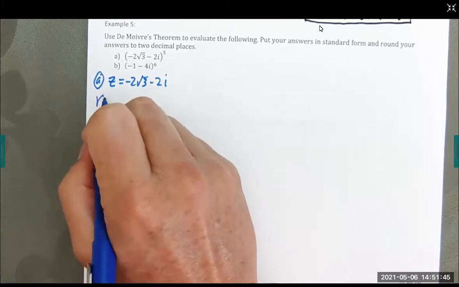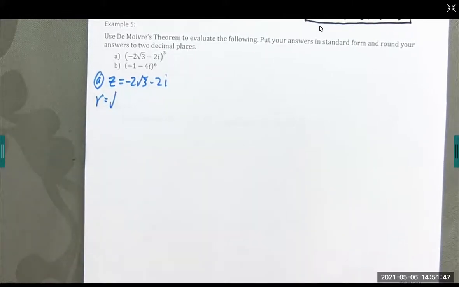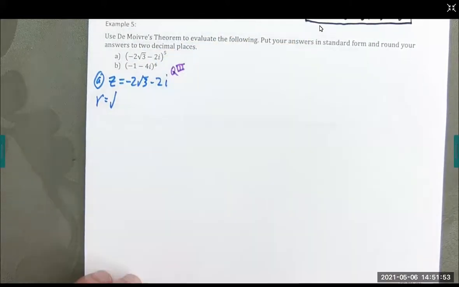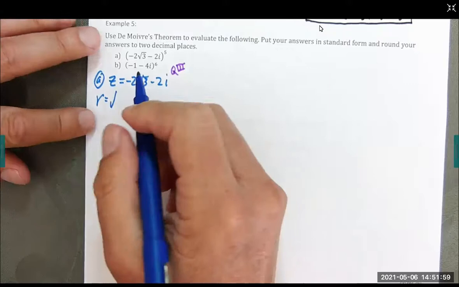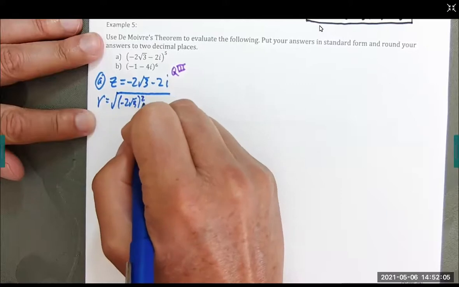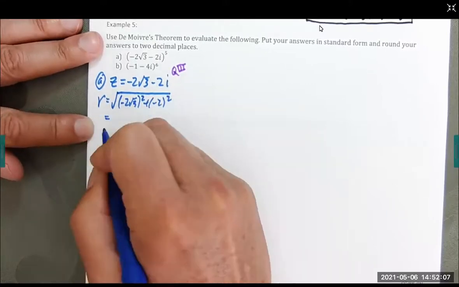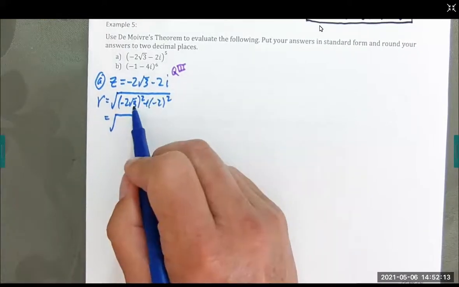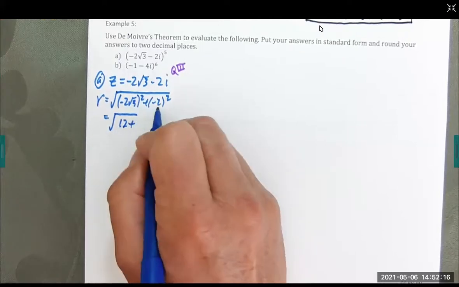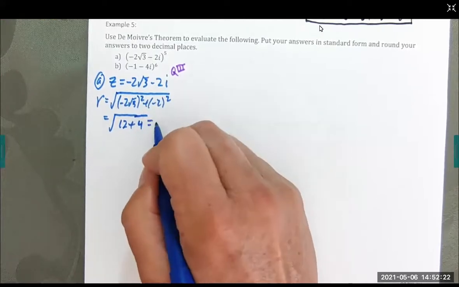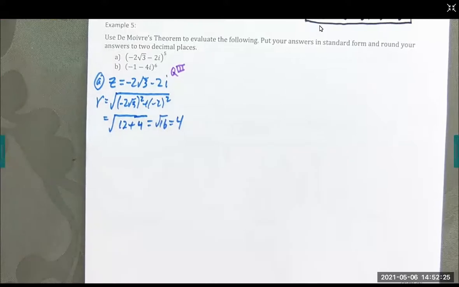So r is equal to the square root of, and by the way, please note I am in quadrant 3, because both a and b are negative. So we're going to get the square root of negative 2 root 3 squared plus negative 2 squared. And this becomes the square root of 2 squared is 4, 4 times 3 is 12, and we have negative 2 squared, which is 4. This gives us root 16, or 4. So r is 4.